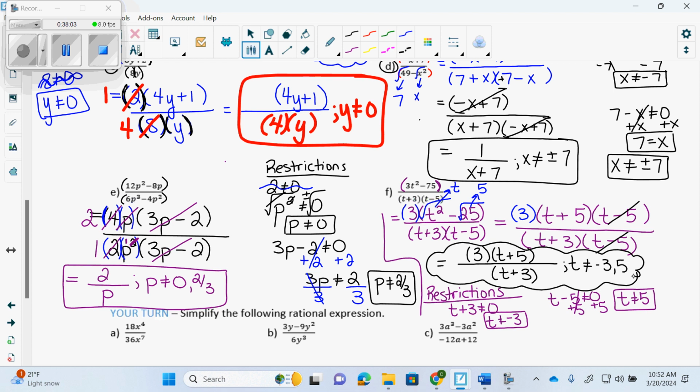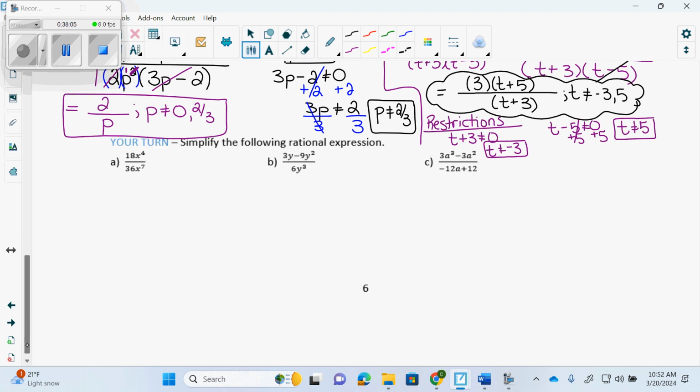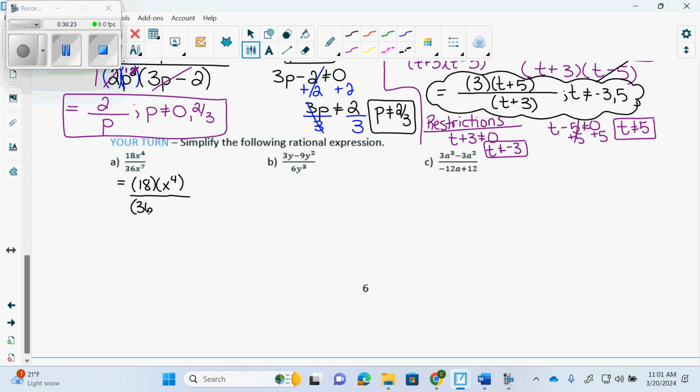What does this say? Your turn. What do you suppose it is for you to do? Try it. So A, I'm going to put an equal sign here. I have an 18 and an x to the 4, both as snowballs. And I have a 36 and an x to the 7, both as snowballs. Because there's no plus or minus signs to make a body, right?